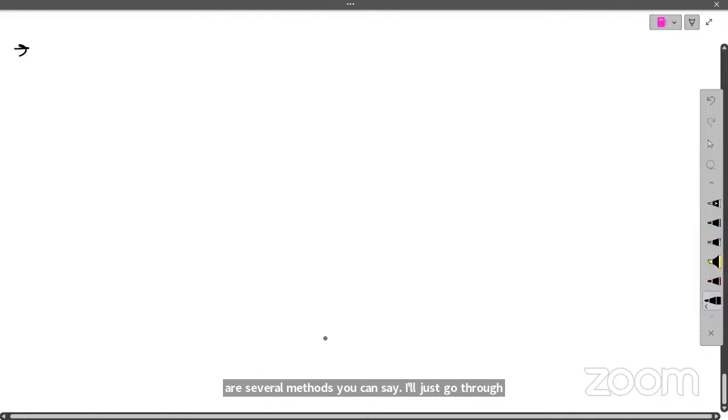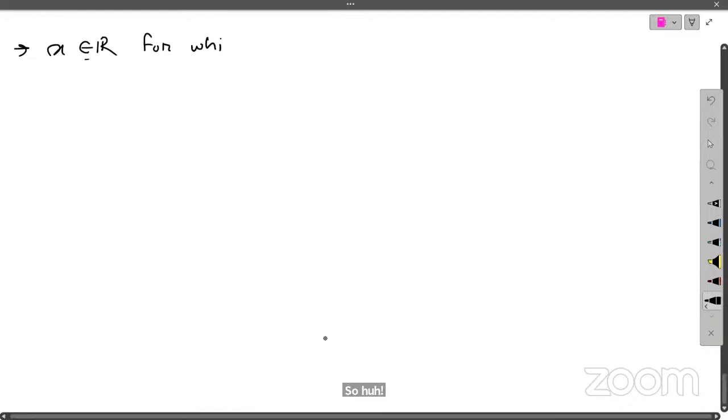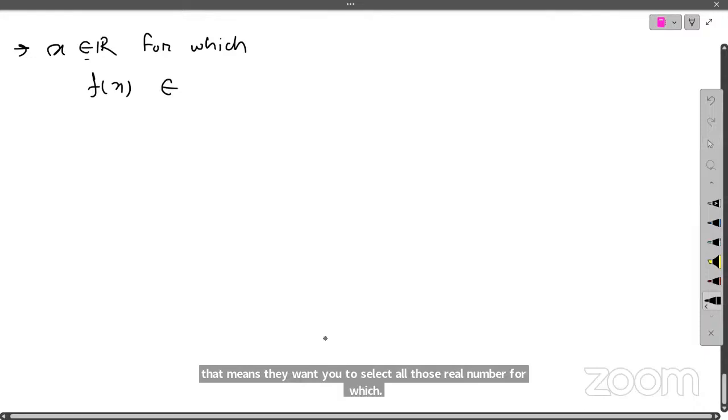Suppose, yes. During this course, somewhere I've seen they are defining the domain of a function as x belongs to R, whereas f of x belongs to R. So how do I interpret this? That means they want you to select all those real numbers for which your f of x, that means the value of the function at that point, should be a real number.